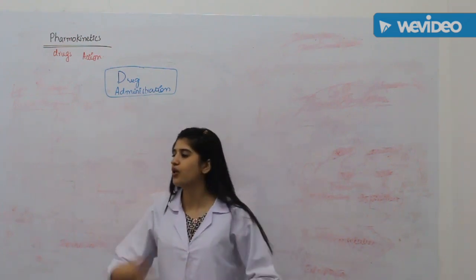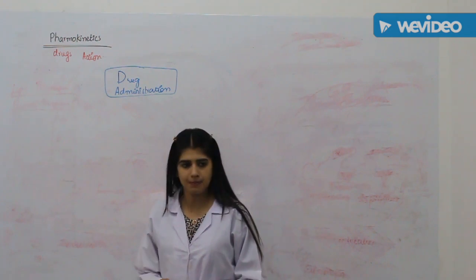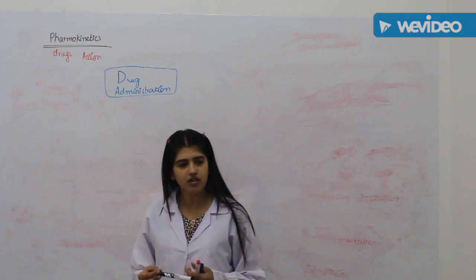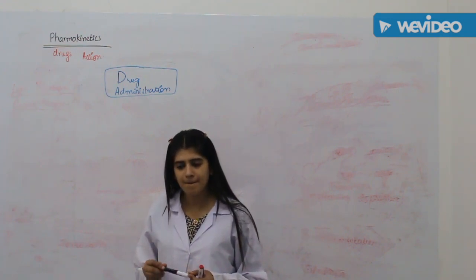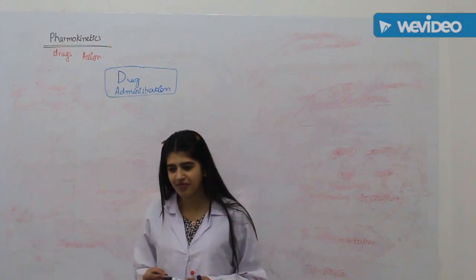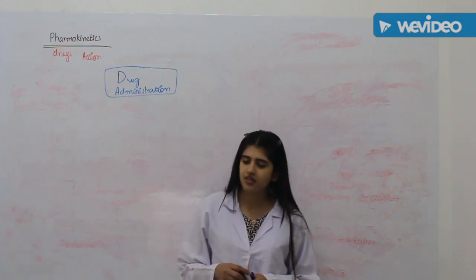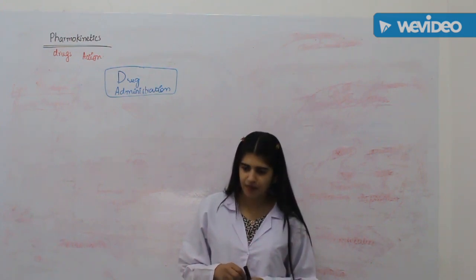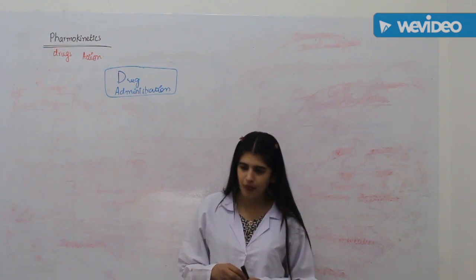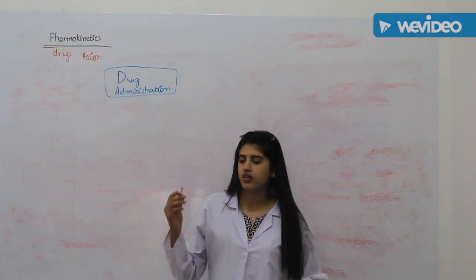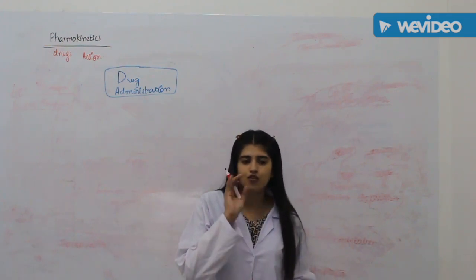So how many ways do you think we can get the drug? Oral. Intravenous. Intramuscular. Subcutaneous. Transdermal. Then through rectal. Then patch, inhaler. And the last one, dropper, which we can say topically.